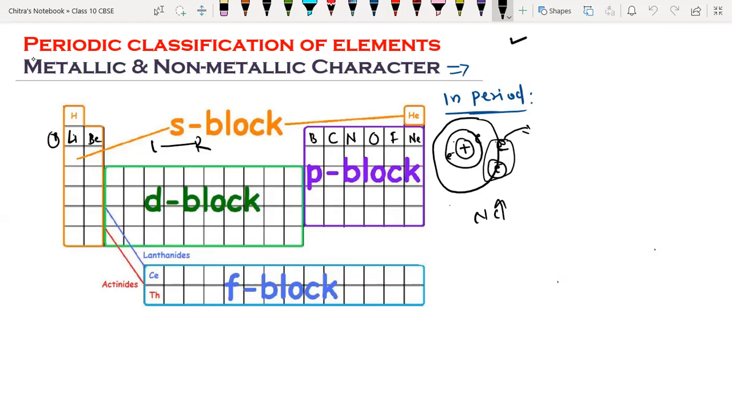Nuclear charge increases when protons are increased, right? Yes. Protons increase in the nucleus all the time. Suppose we discuss boron: here one electron will increase, so the proton will also increase in the nucleus. An increase in protons in the nucleus is called an increase in nuclear charge. So the nucleus becomes more positive all the time, and the outermost shell becomes more negative all the time.